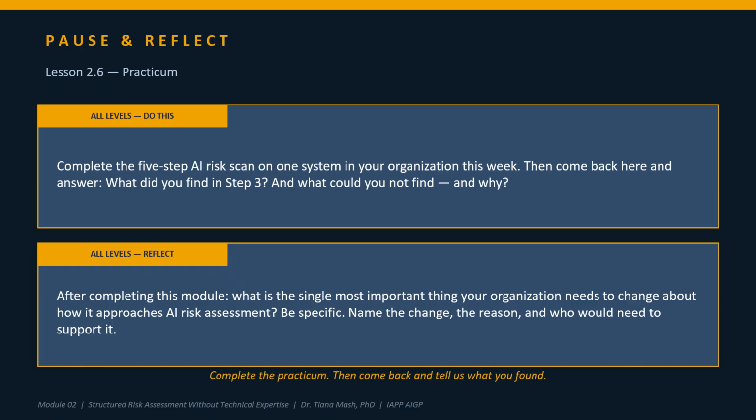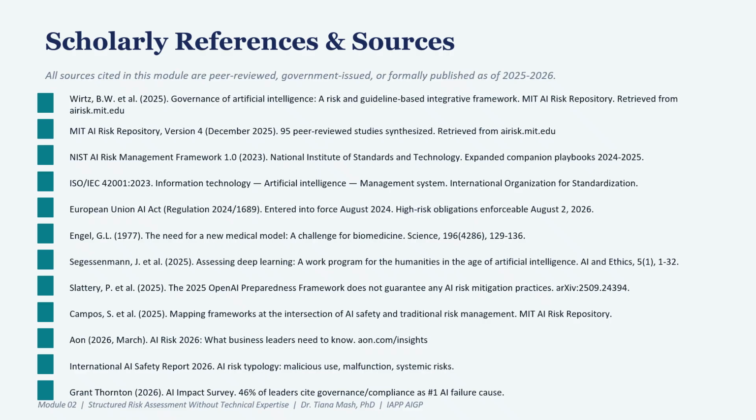Question 2 is, after completing this module, what is the single most important thing your organization needs to change about how it approaches AI risk assessment? Name the change, the reason, and who would need to support it. The 3 levels of specificity that we talked about, what, why, who, that is the level of precision that governance requires. That is a level of precision that moves things forward. So just remember that, and always be mindful about your own accountability.